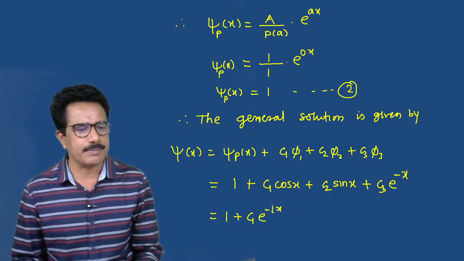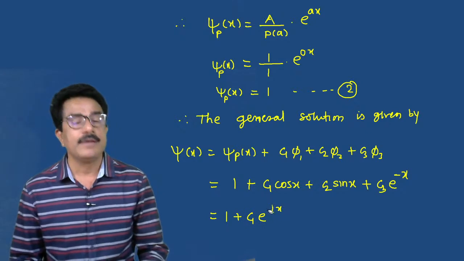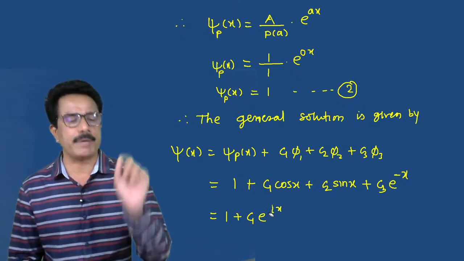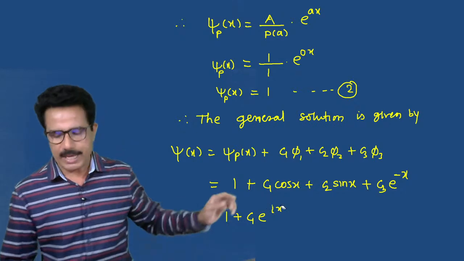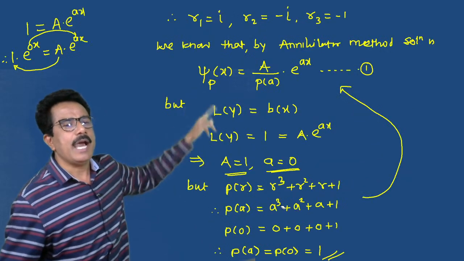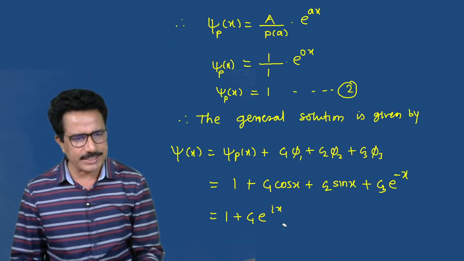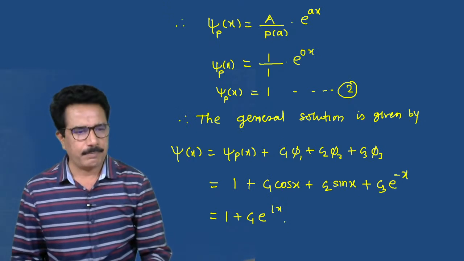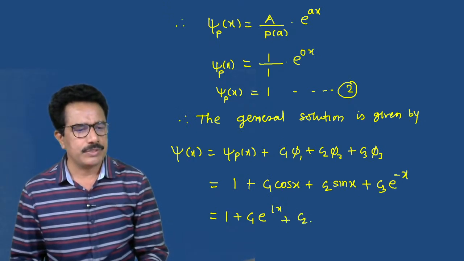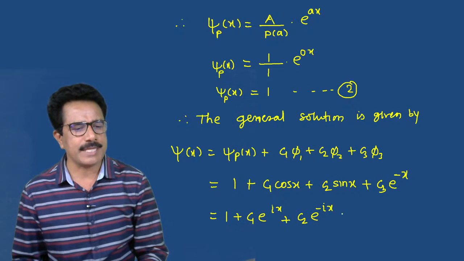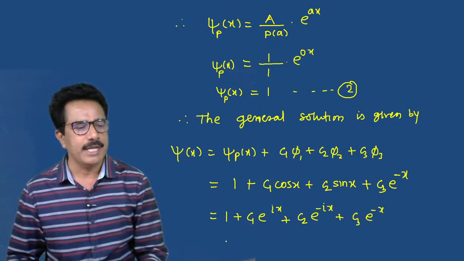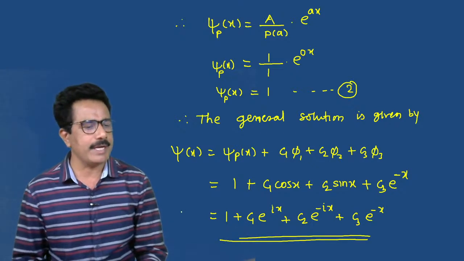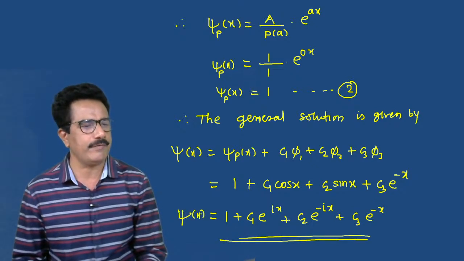plus ix. First characteristic root is plus i. R1 means i, R2 means minus i. We can write this also: plus C2 e raised to minus ix plus C3 e raised to minus x. This is also the required general solution psi of x.